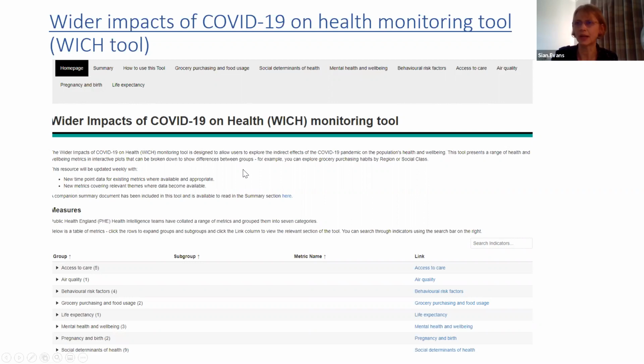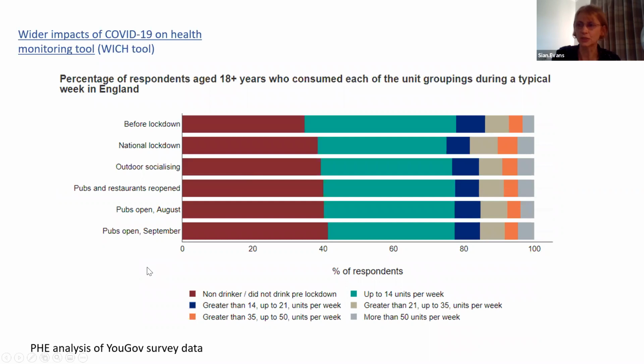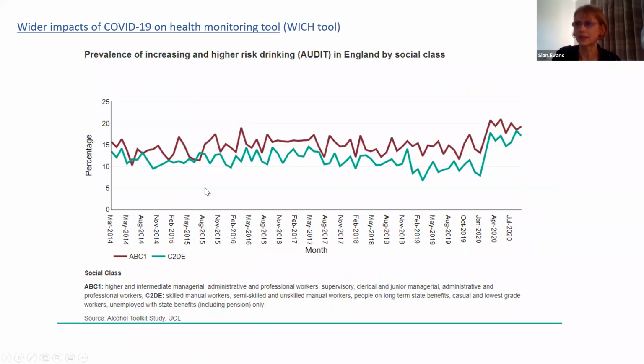I've just pulled out a couple of examples. Most of the data in the tool is at national or regional level, and these examples relate to the use of alcohol. This is the percentage of adults who consume alcohol before lockdown, during the first lockdown, and then as we go through summer into August and September. You'll see that across the nation there was an increase in the number of people who didn't drink at all. But of more concern, at the other end, amongst those who do drink, there was an increase in those drinking higher levels of alcohol during the week. And this is again shown in this data.